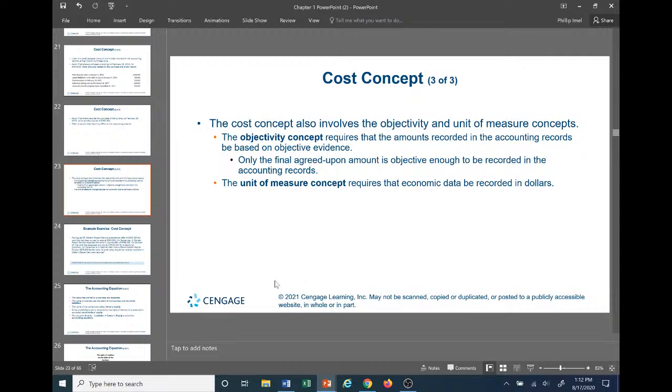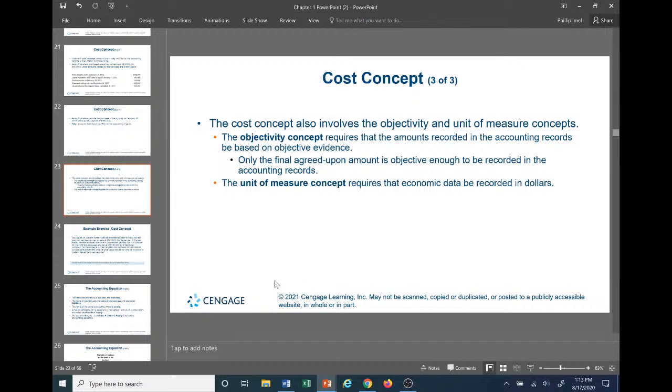The cost concept also involves the objectivity and unit of measure concepts. The objectivity concept requires the amounts recorded in the accounting records to be based on objective evidence. So only the final agreed upon amount is objective enough to be recorded in the accounting records. The objective evidence, meaning the bill of sale or whatever the receipt is, is objective enough evidence to record it, right? So we know that's the pertinent data there.